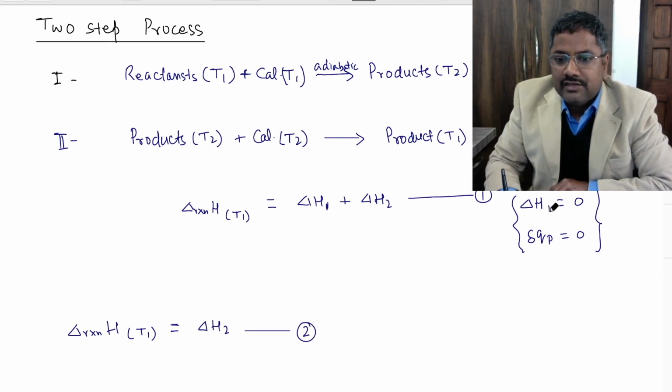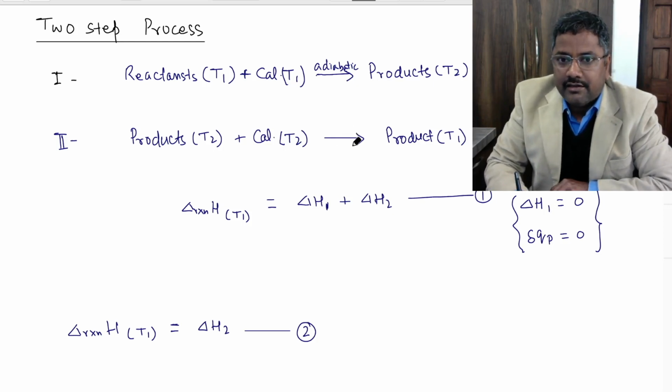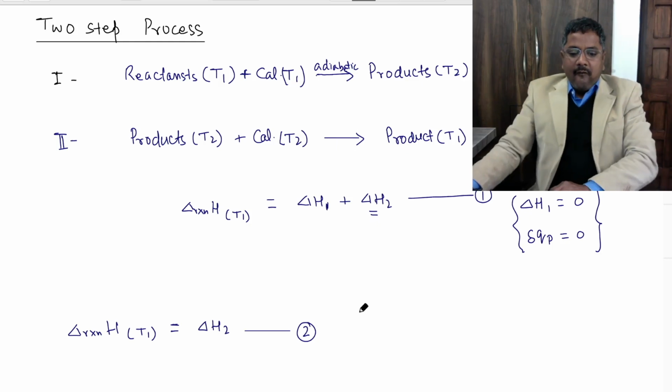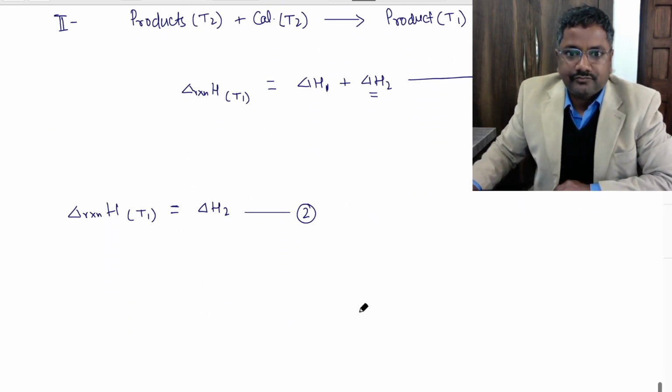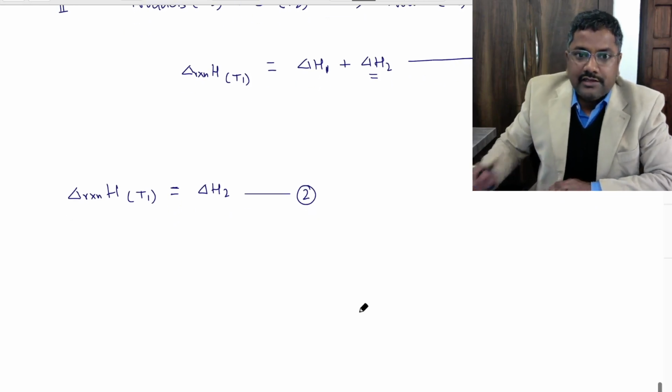Why is delta H1 0? Because there is no heat change between system and surrounding. This step is purely adiabatic, and this is not adiabatic. So there is some change between system and surrounding, a heat change. So that heat change is basically H2, right? Clear to everybody? Okay, good. So delta H of reaction is equal to H2.